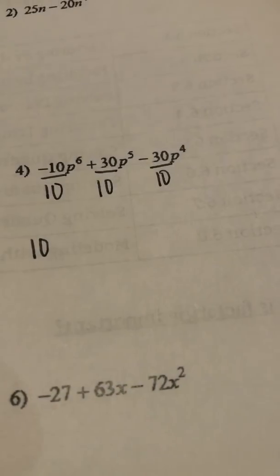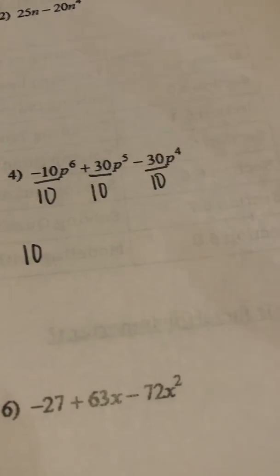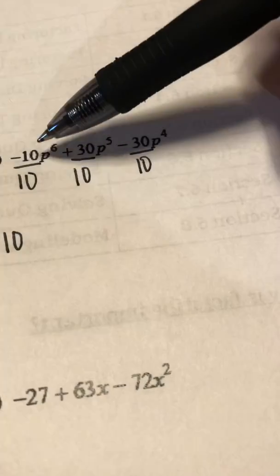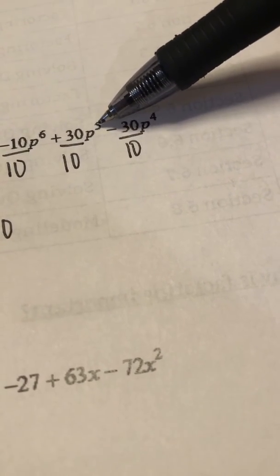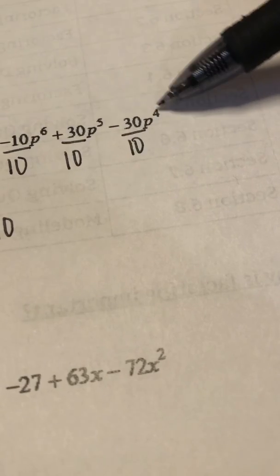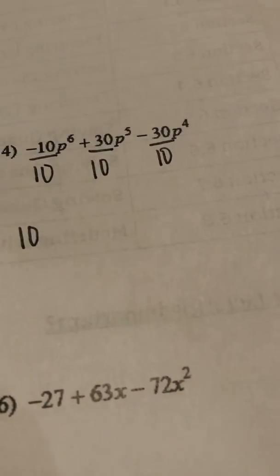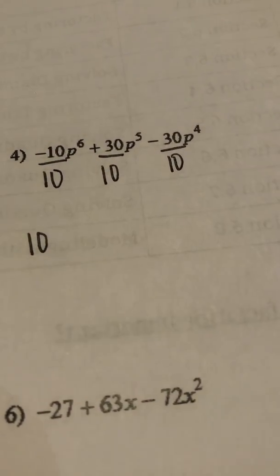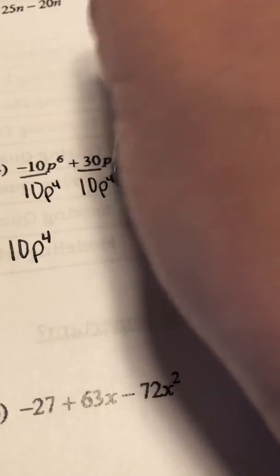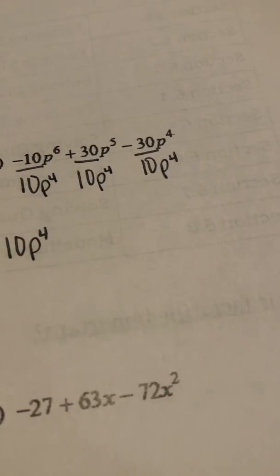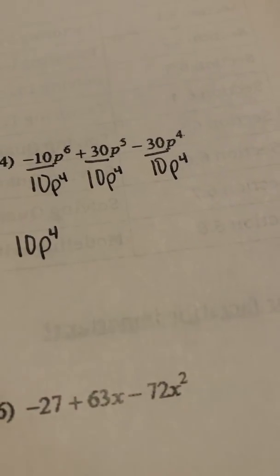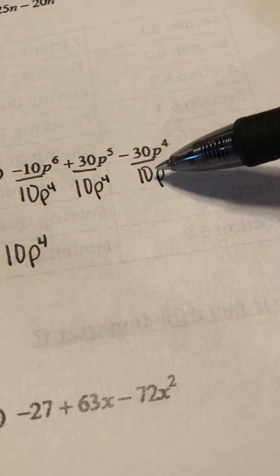But my question now is, how many p's do they have in common? Because this negative 10 has 6, this positive 30 has 5 p's with it, and this negative 30 has 4 p's with it. So the most that I can take out is actually that smallest number. So p to the 4th is what gets to come out. Because I can't take anything bigger than 4, because this one obviously doesn't have any more. So 4 is the number that gets to come out for the p's.